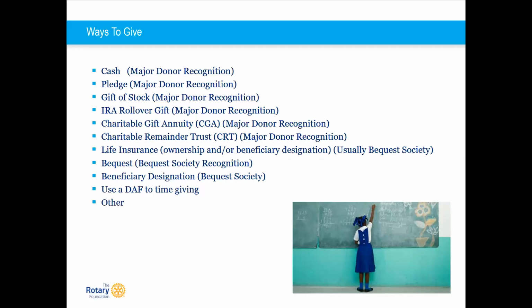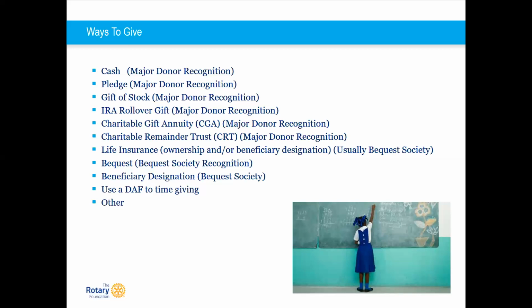An IRA rollover gift is a gift source that we need to be aware of because our demographic in Rotary benefits from this greatly. Donors who are over age 70 and a half, who have a traditional IRA, can, instead of taking a distribution from the IRA, make a QCD, a qualified charitable distribution, from their IRA directly to the charity, instead of taking the distribution themselves. The reason for that is tax savings.